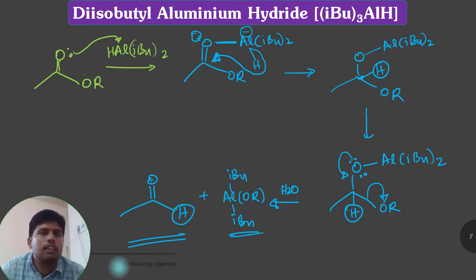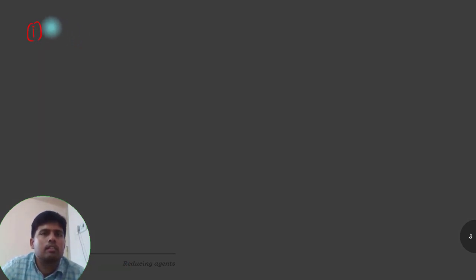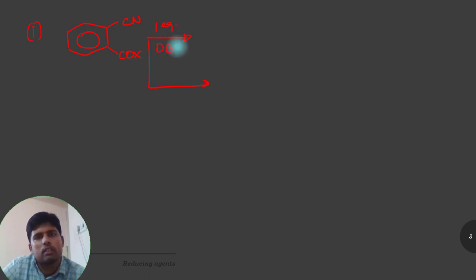So in the first question, let us take the reaction of, so COX it is, it can be COCl also. So I have two reactions here. First one is one equivalent of DIBALH and minus 78 degrees Celsius. Second case is two equivalent, room temperature. So maybe 80 degrees Celsius. So this is one question.